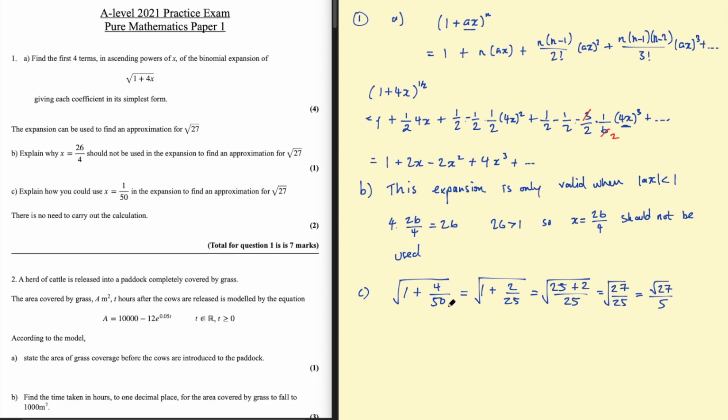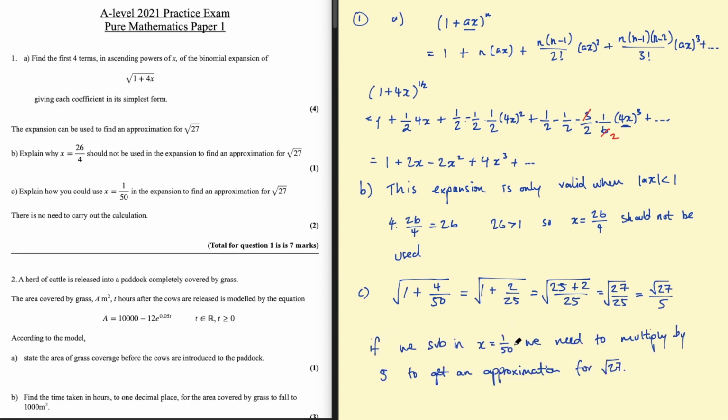So if we plug x equal to 1/50th into this expression, we would get an approximation to the square root of 27 divided by 5. So we would need to multiply this expansion by 5 to get an approximation for root 27. So let's summarize that in a couple sentences. So if we sub in x equal to 1/50th, we need to multiply by 5 to get an approximation for the square root of 27. So there you go, that was question 1 for a total of 7 marks.